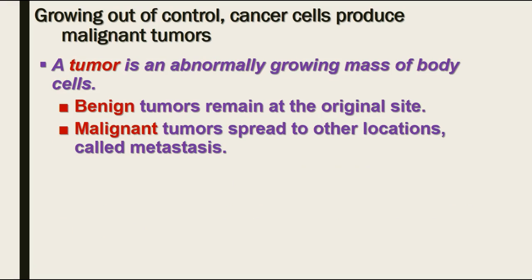A tumor is an abnormally growing mass of body cells, and there are various kinds of tumors. Some are cancerous, some are not. Benign tumors are ones that remain at the original site. They're not cancerous because they're not invading other tissues, but malignant tumors are going to spread to other locations. This is called metastasis, and it occurs with cancer. That's what a malignancy is.